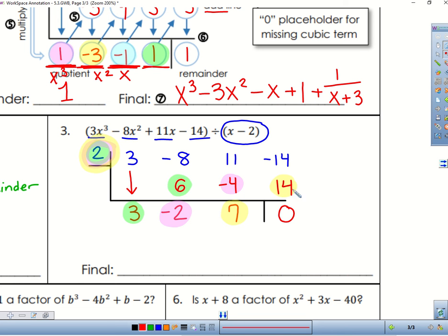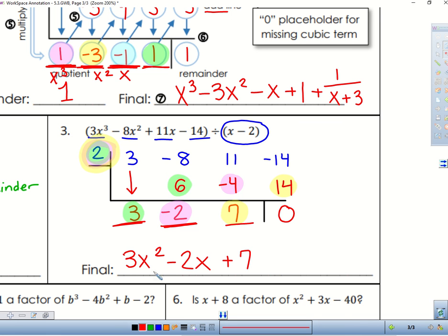See? It'll come. So, how do you write your final answer? The number directly to the left of the remainder is always your constant. The number right after that is always the x coefficient. The number after that is x to 1 power up, which is 3x squared.